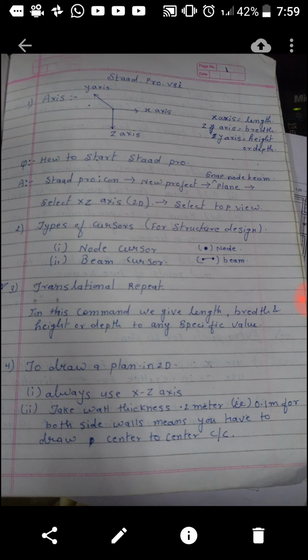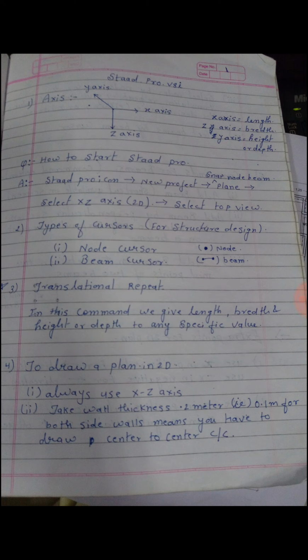How to start Staad Pro? Answer: Staad Pro icon, new project, go to new project, snap node beam, go to snap node beam and plane, select XZ axis in 2D plane only, and select top view. And second step, types of cursor for structure design. First is node cursor, second is beam cursor, and third is translation repeat.